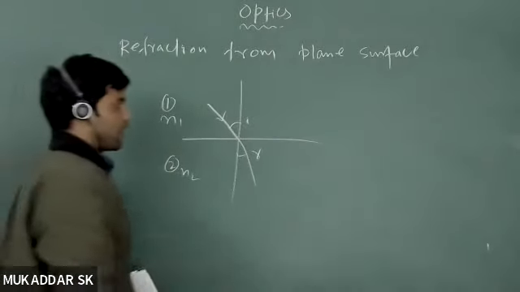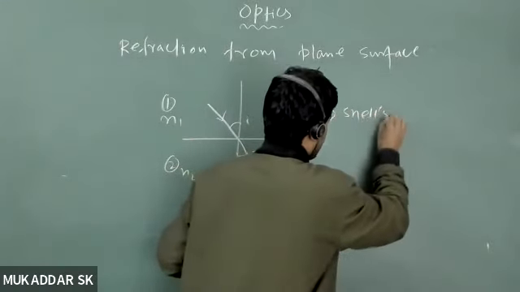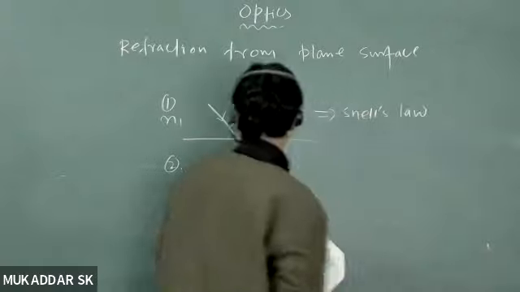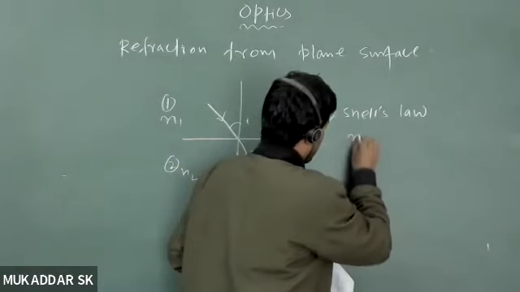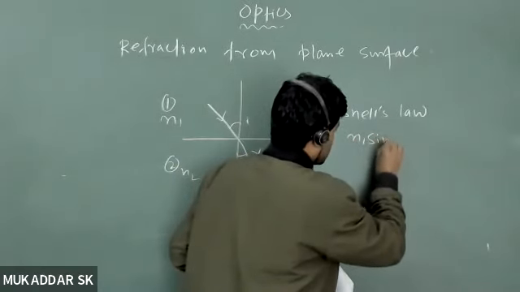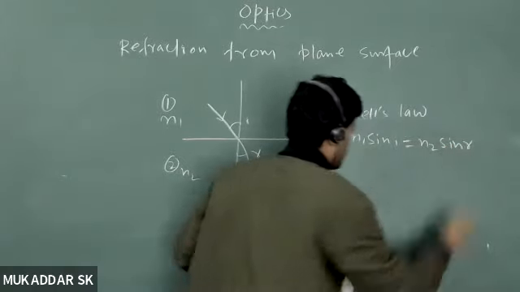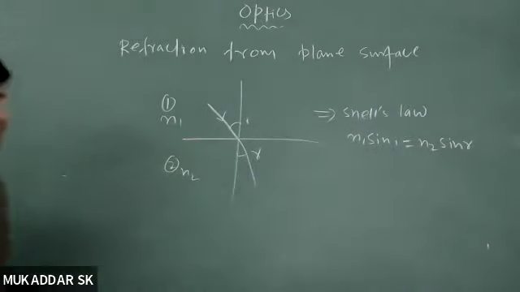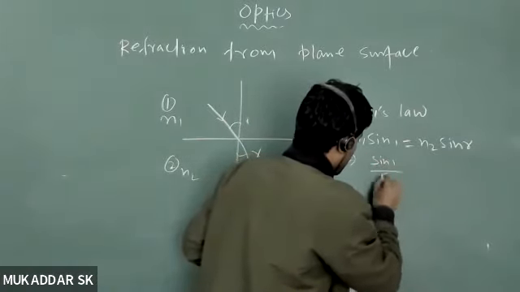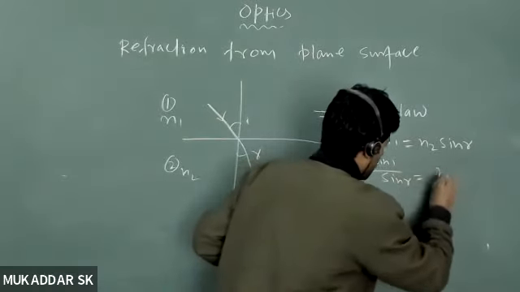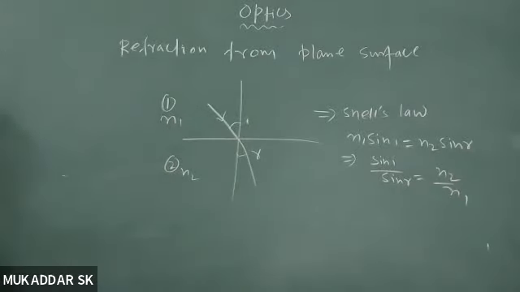So now if I apply Snell's law, then what can I write? Snell's law of refraction: n1 sine i should be equal to how much? n2 sine r, right? And from here I can write that sine i by sine r should be equal to how much? n2 by n1.